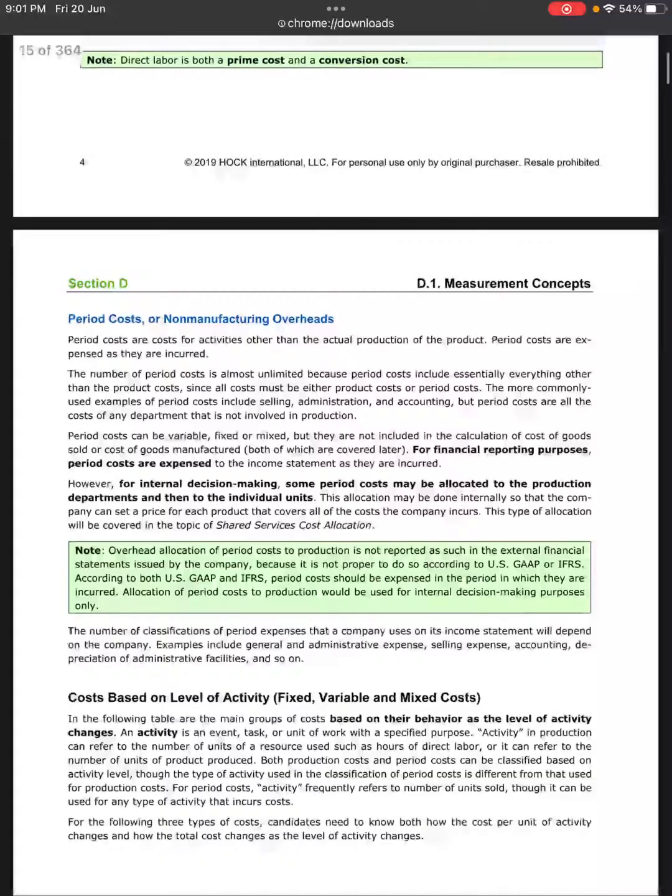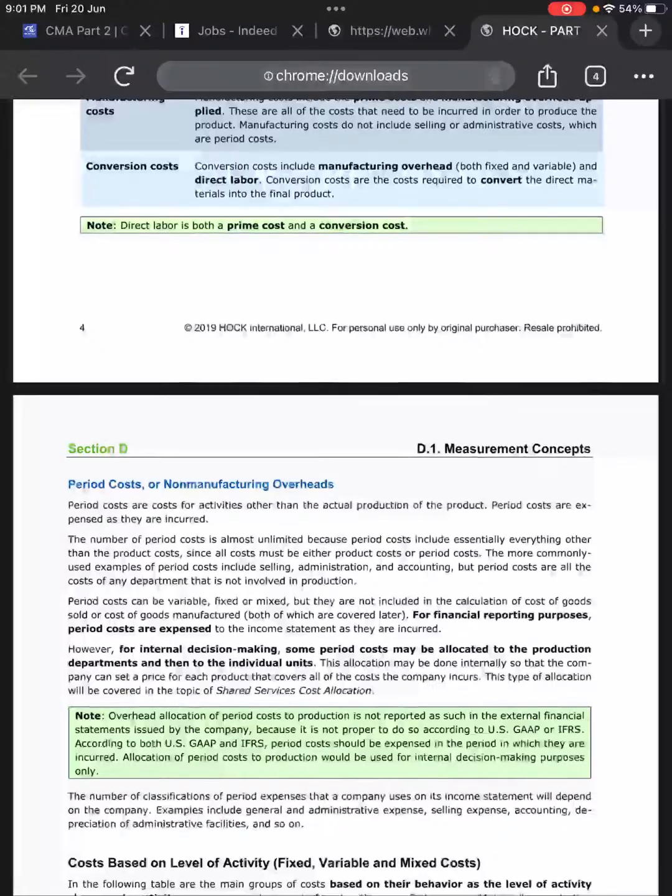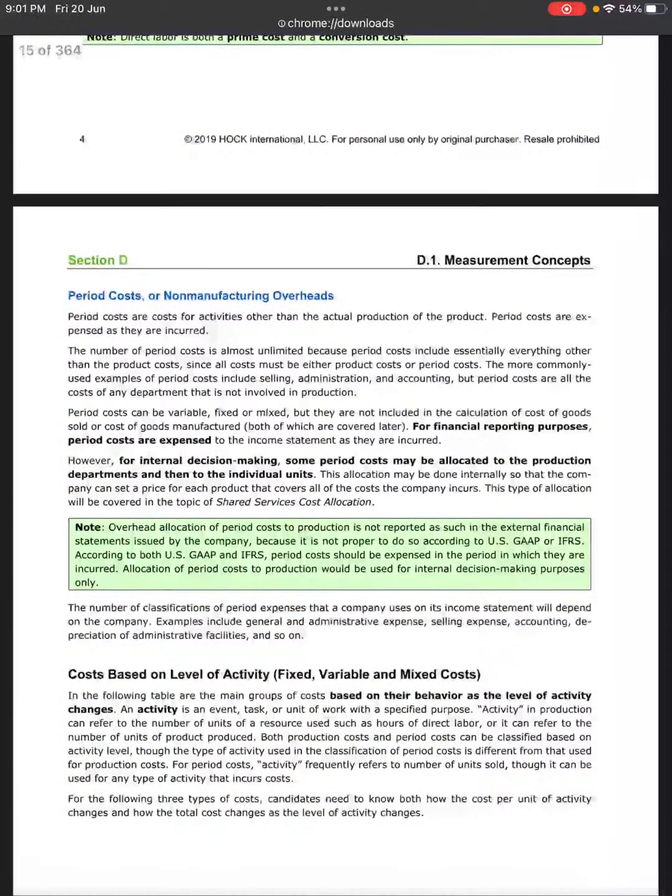And we will study activity based costing tomorrow. For today, we will end this session here.